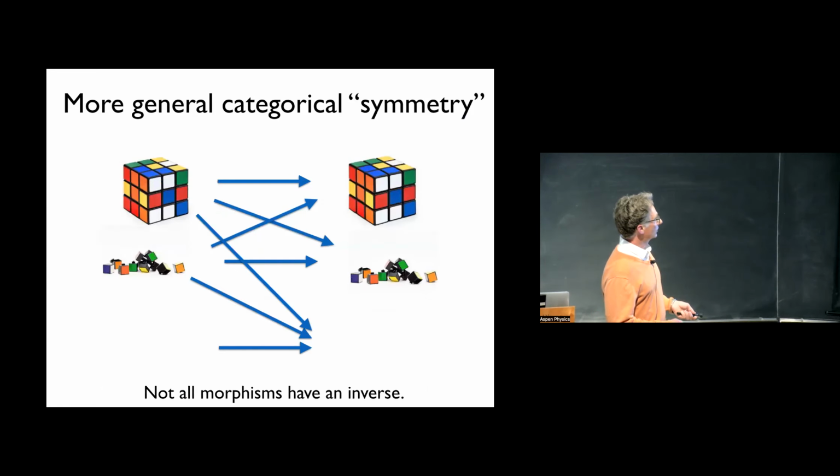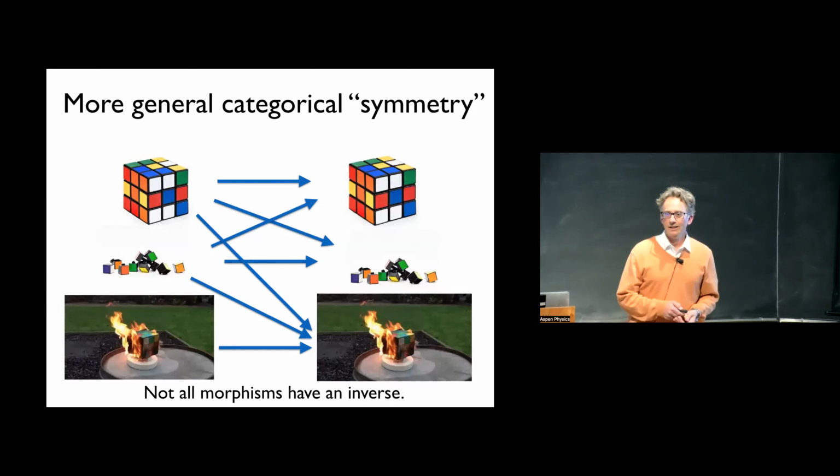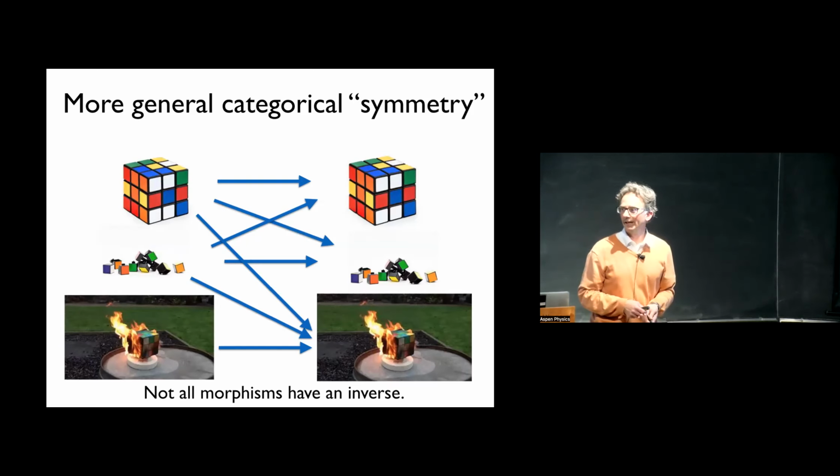Okay, there are also more general categorical symmetries. For instance, we could take the Rubik's Cube and light it on fire. I didn't actually take this picture. You could Google Rubik's Cube on fire and there it is. You can light the Rubik's Cube on fire. And then in that case, there's not an inverse. Once you've lit it on fire, you can't go back. So this would be a more general categorical symmetry where not every element has an inverse. And examples of this have also been found in quantum field theory.